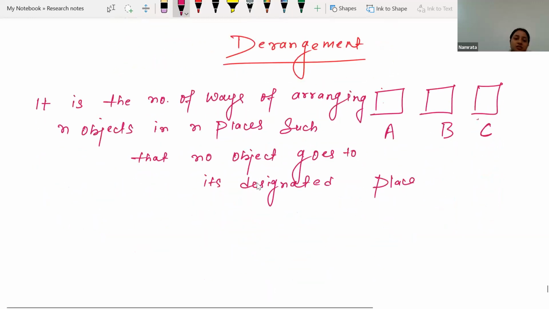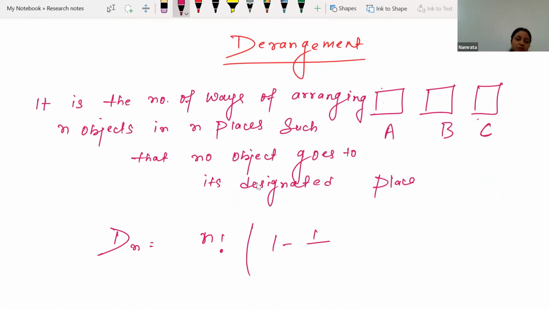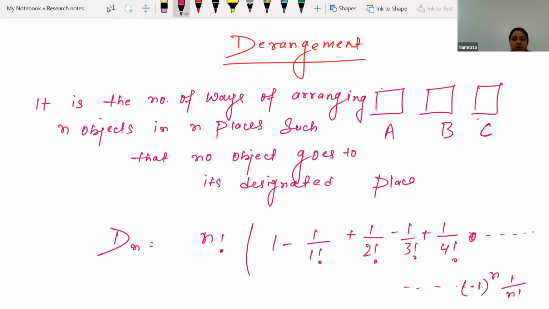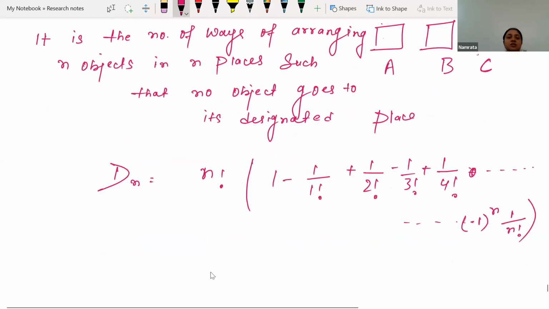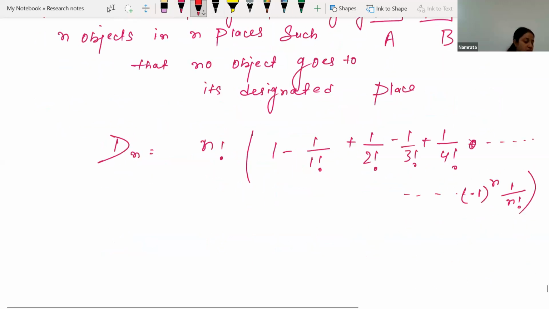So for that we have a formula: D_n equals n factorial times (1 minus 1 by 1 factorial plus 1 by 2 factorial minus 1 by 3 factorial plus 1 by 4 factorial, like this. Plus, minus, the alternating sign will keep on going, up to minus 1 to the power n, 1 by n factorial). Okay, let's see the question related to it.